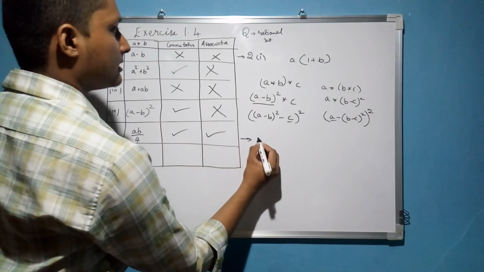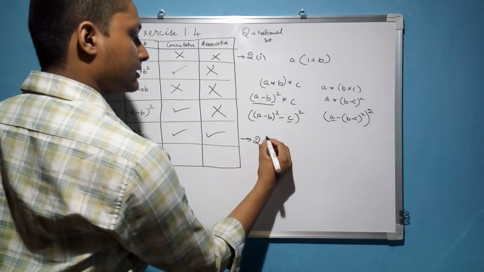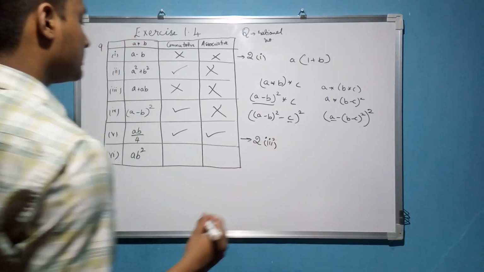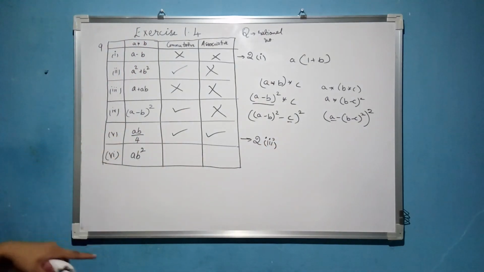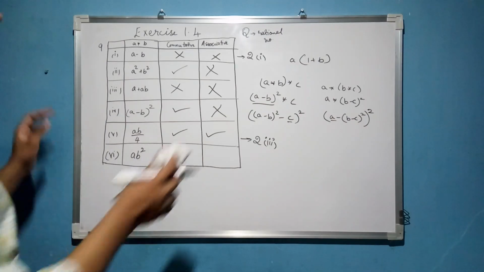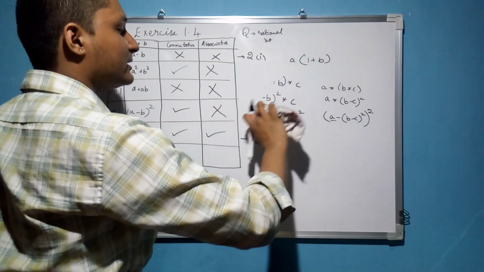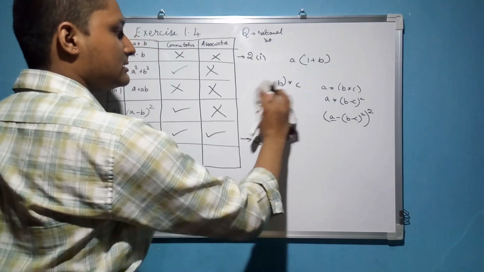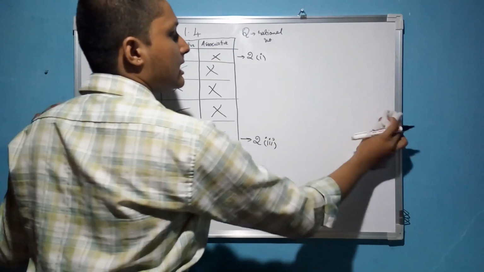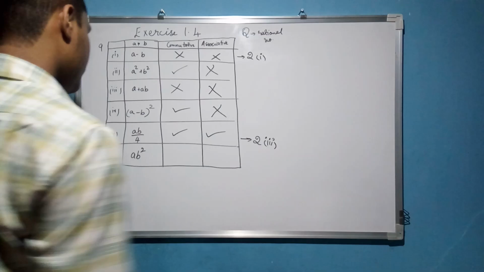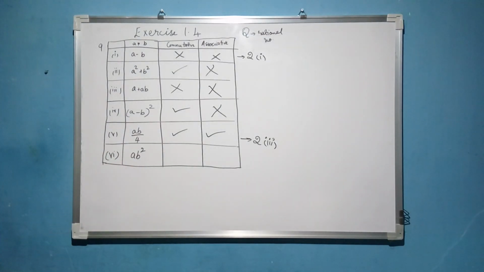You can just refer to the question, second question, third subdivision. There the question was AB by 2, here it is AB by 4. That's it. Because it is just a simple multiplication as a binary operation, this comes to be both commutative as well as associative. Okay, we'll go to the last point, that is the sixth one.